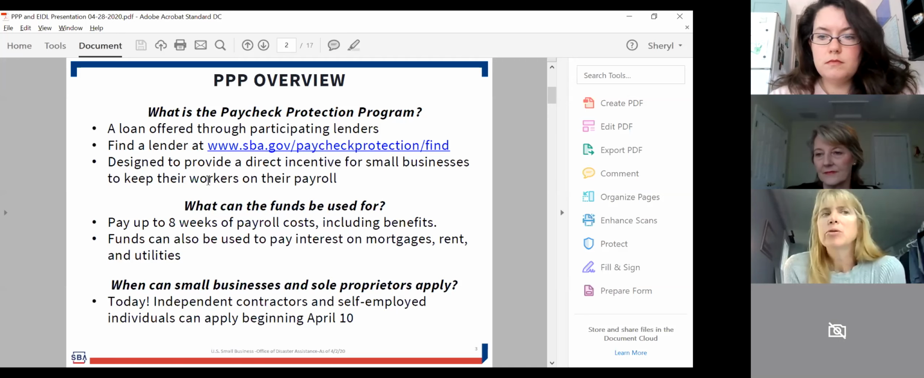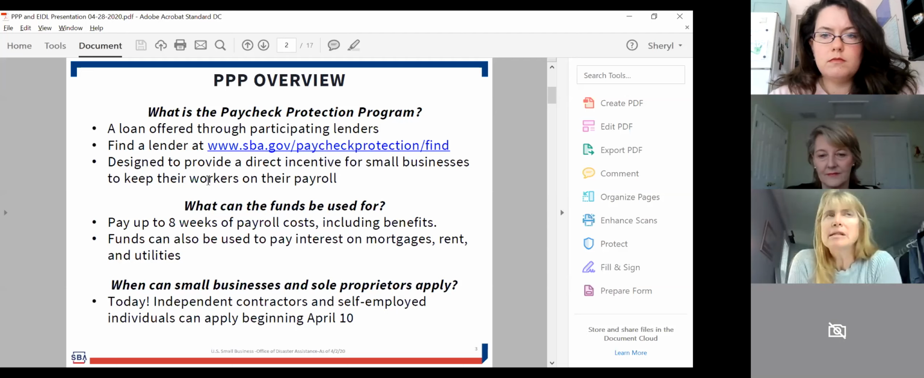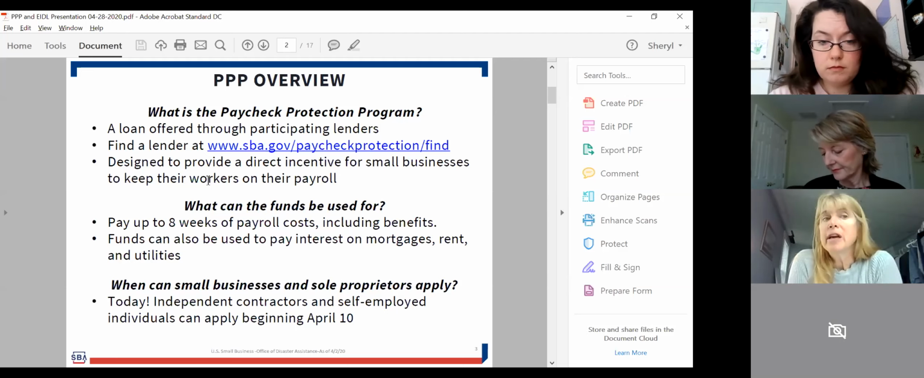You would need to go and have them run a report for you that you can submit. And the funds can also be used to pay interest on mortgages, rent, and utilities. And this is where it gets sticky. So you really need to make sure that 75% of this PPP loan is utilized for payroll costs. And you want to do that to ensure that it gets forgiven.